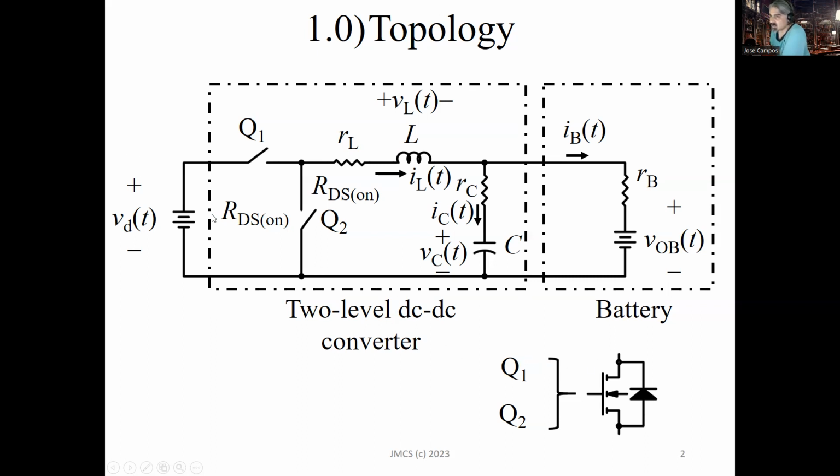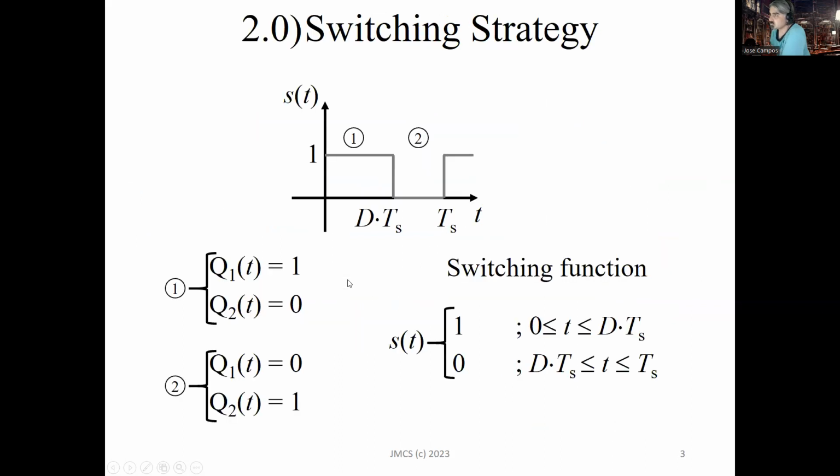The input voltage is VD, and I assume that this input voltage is basically a DC voltage, including an AC ripple component. Of course, in order to know the operation of this converter, it's mandatory to know the switching structure.